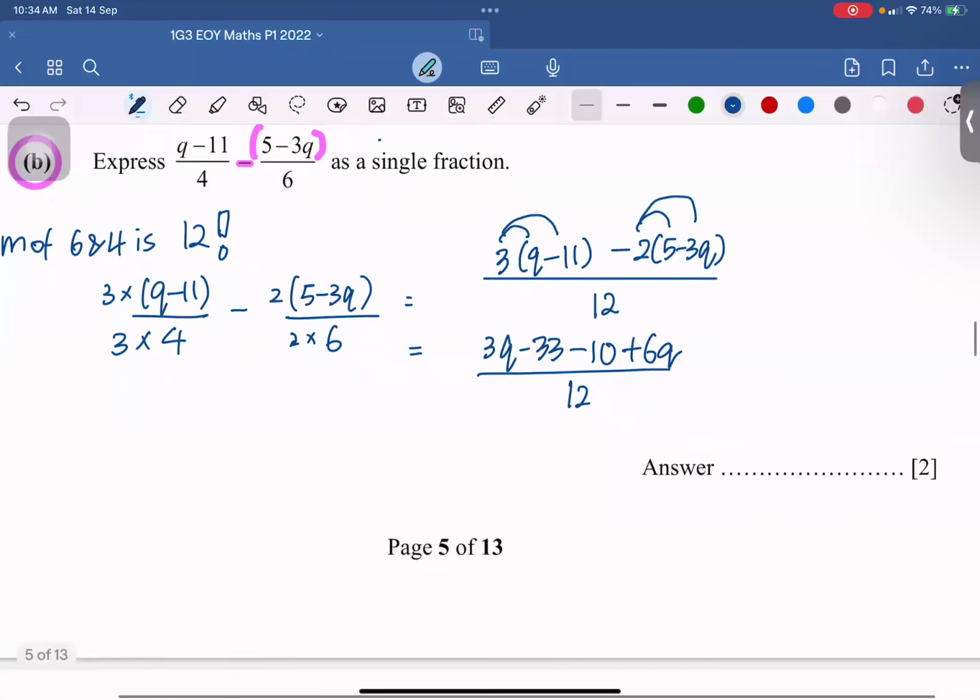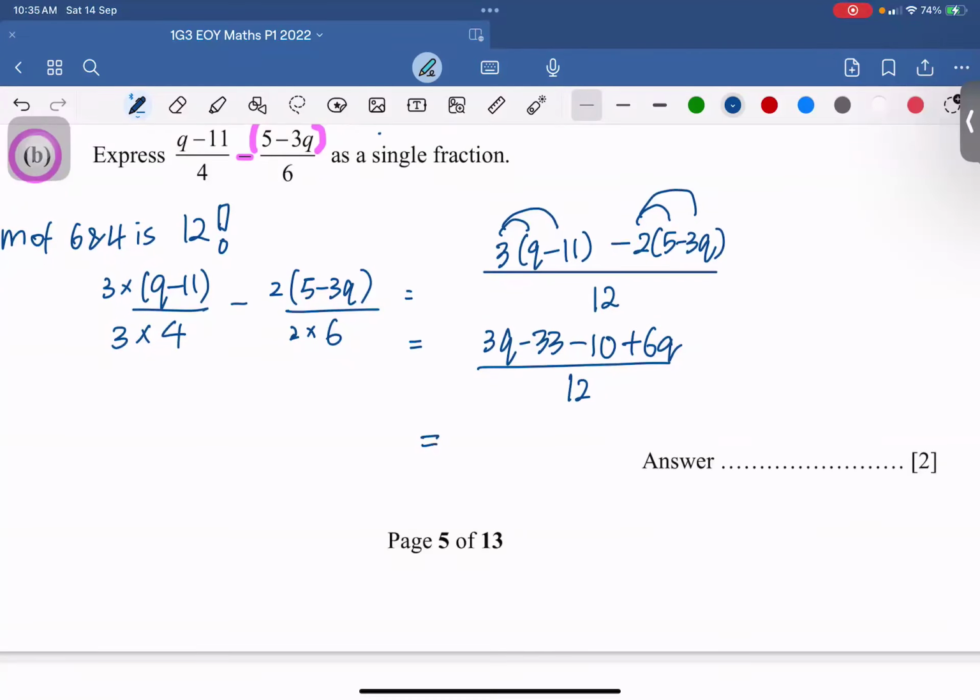Then there's nothing to cancel over here. Simplify the numbers together. 3q with 6q. Remember, highlight this one again. Plus, negative 10, negative plus. Then I get 9q. Then this is not negative 23. This is negative 43/12.